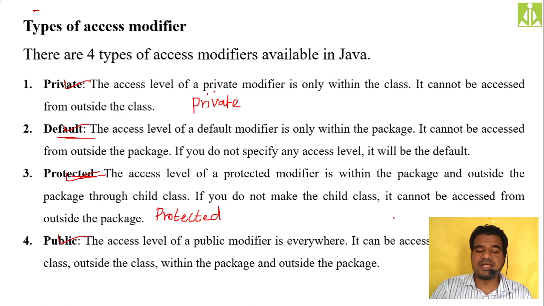Then public means the access level of the public modifier is everywhere. Within the package, outside the package, within subclasses, within non-subclasses, everywhere you can access the public data members. You just need to create a suitable object for the class. That's it. Create the object and access the data member. No restriction at all. That is what public means.